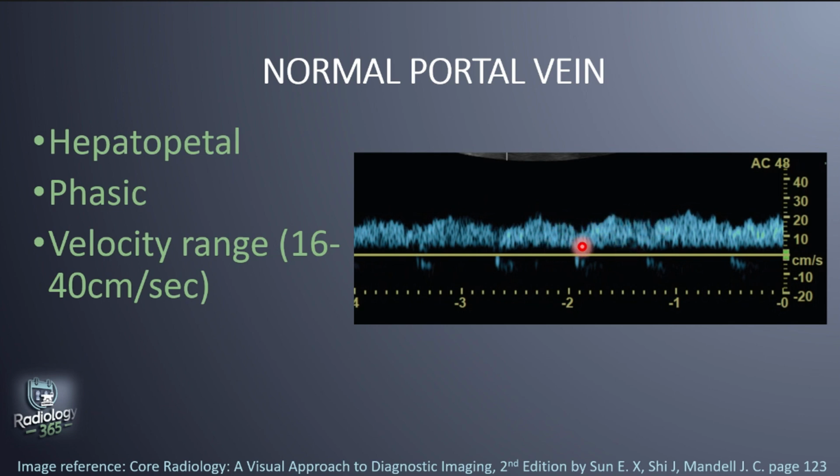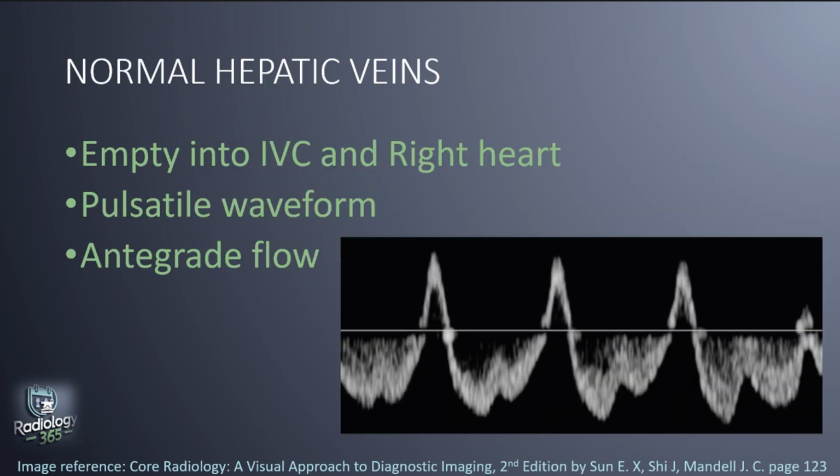If this waveform flattens or goes below the baseline, it could indicate increased portal pressure or even a reversal of flow. Now, the hepatic veins feed into the IVC and the right side of the heart. Now, the spectral waveform is pulsatile, and that's representative of the changes during the cardiac cycle. You know, there is really no valve between the hepatic veins, the IVC, and then the right side of the heart, into the right atrium.